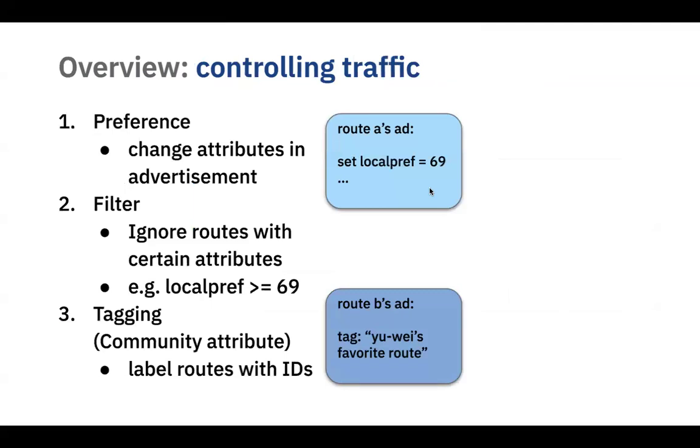So in terms of controlling traffic, there are three main ways we can do that. The first thing is setting a preference. So we'll change our attributes in the advertisement. So we can set local pref to 69, or we can raise it or lower it. We can also filter, so we can ignore routes with certain attributes. So for example, local pref larger than 69. We can also tag routes with strings, basically. These are known as community attributes, and we can label the routes with IDs. I'm gonna call these community attributes tags from now on.